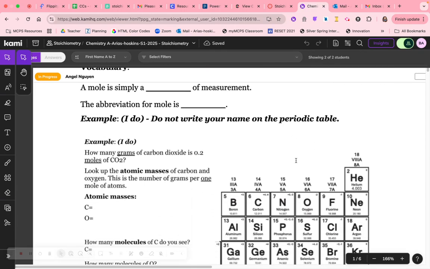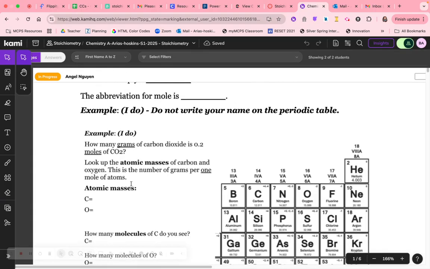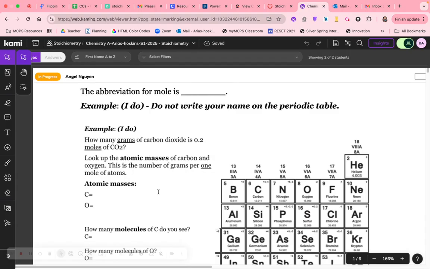The first page of your paper says, okay, how many grams of carbon dioxide is 0.2 moles of CO2? CO2 is another term for carbon dioxide, but that's how you write it in chemistry. Now, you have to look at the atomic masses first. What I want you to understand is that atomic masses and atomic weight are the same.